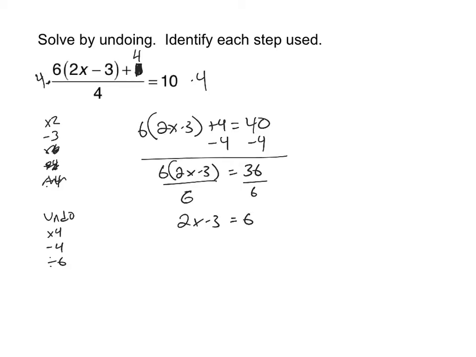Let's undo subtract 3 by adding 3 to both sides. So we get 2x equals 9. Our final undoing is to divide by 2.